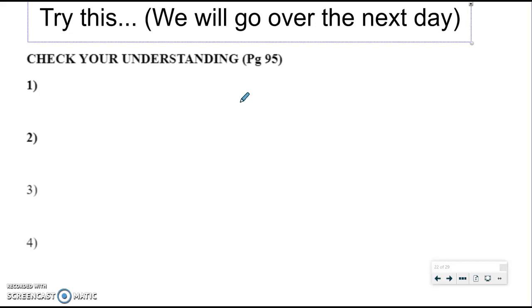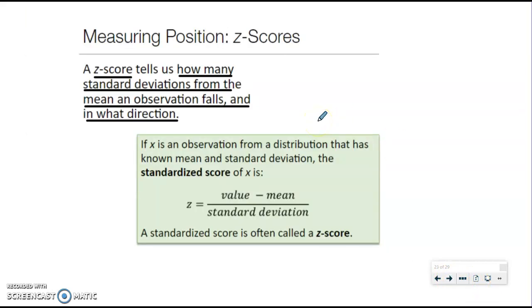Now, another way that we can describe location is using something called a z-score. A z-score tells us how many standard deviations from the mean an observation falls. It could be above, or it could be below. When we want to find a z-score, we take our value, subtract the mean, and then divide by the standard deviation. This is a formula we're going to use a lot over the whole semester or whole year, so just keep this one in mind.